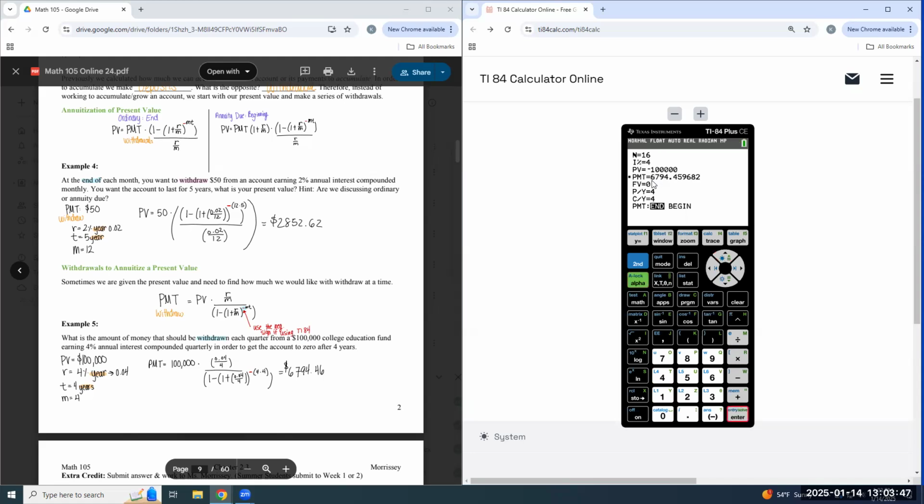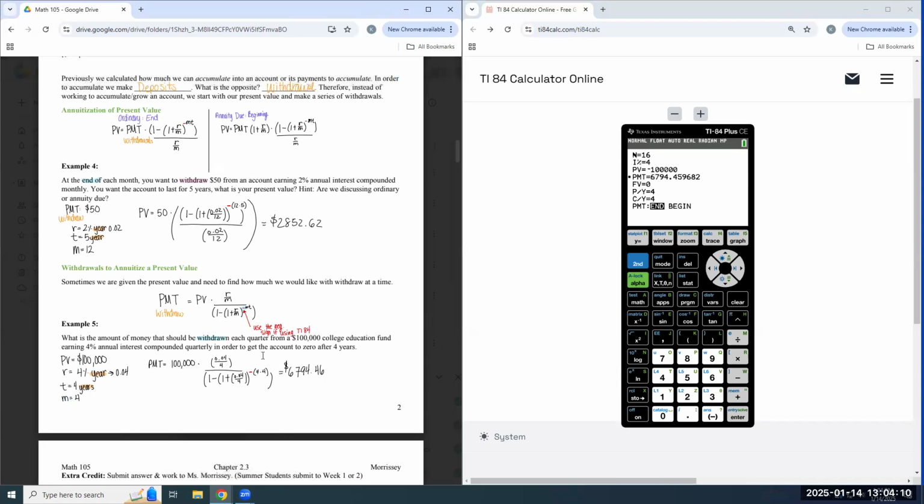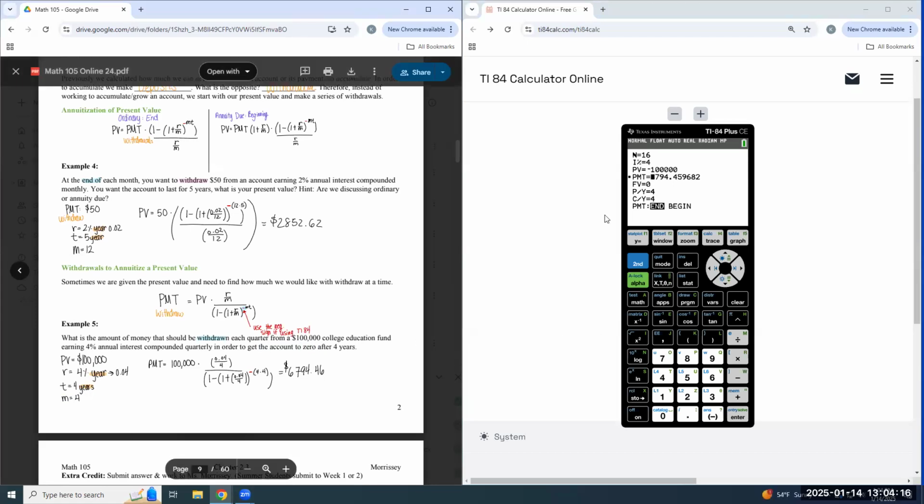So we need to figure out what we are withdrawing. So we can withdraw $6,794.46 from an account that has $100,000, 4% annual interest rate over the next 4 years, compounded quarterly. And again, we want the account to zero out after the 4 years. Now, this is how we can get familiar with your app.